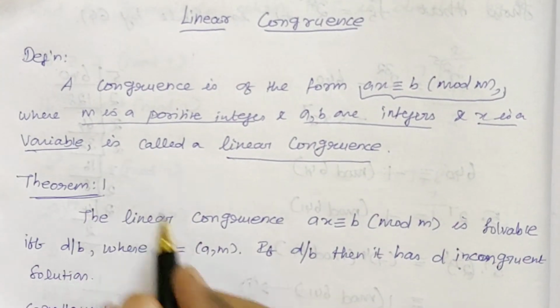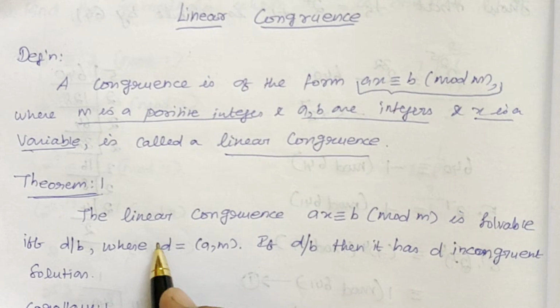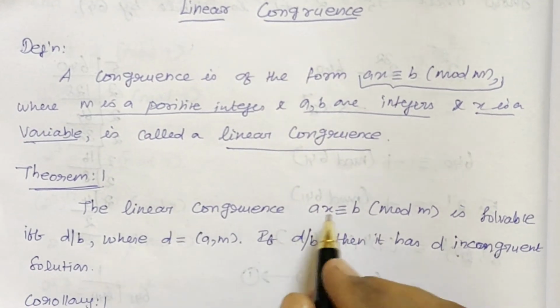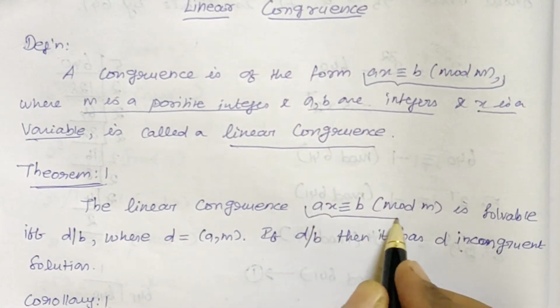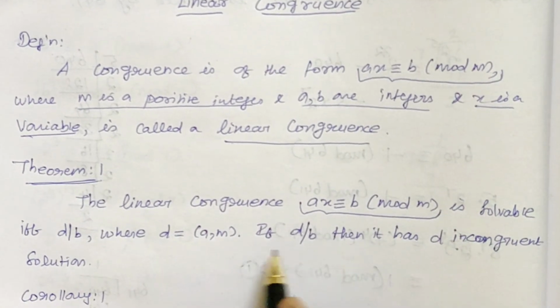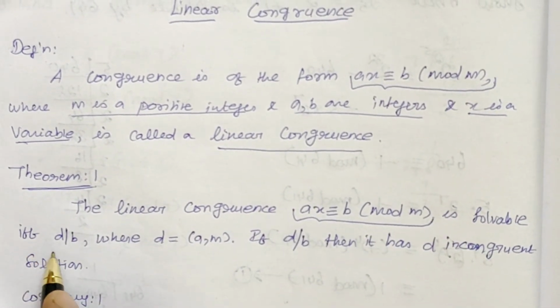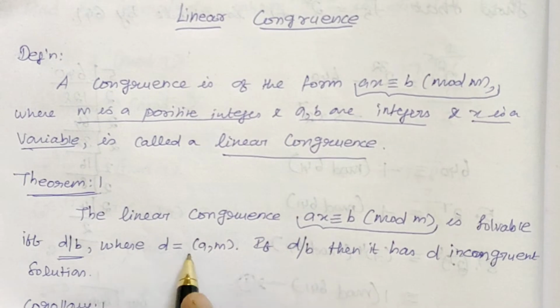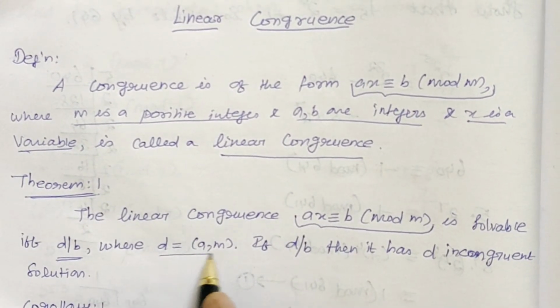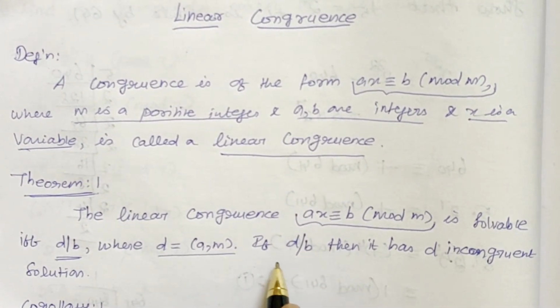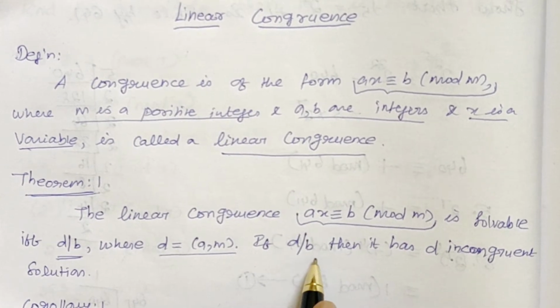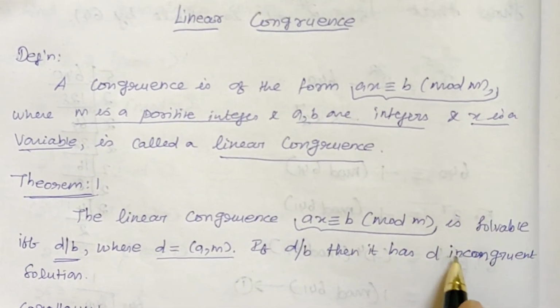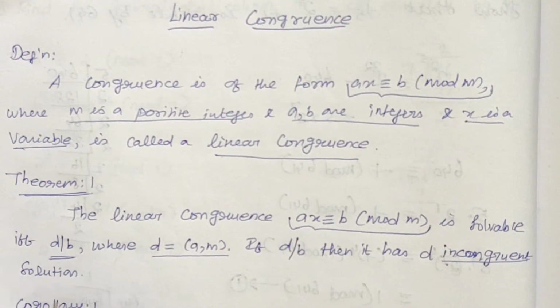Next we move on to the theorem. This theorem states that the linear congruence ax ≡ b mod m is solvable if and only if d is a divisor of b, where d is nothing but gcd of a comma m. If d is a divisor of b, then it has d incongruent solutions.